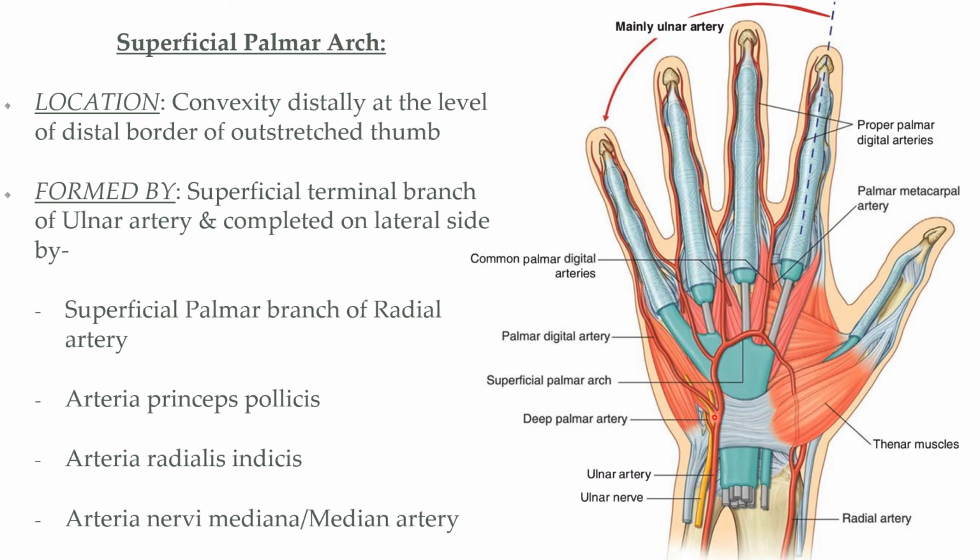It is formed medially by the superficial ulnar artery, and from the lateral side it is contributed most commonly by superficial palmar branch of radial artery, but sometimes it may be contributed by arteria princeps pollicis or arteria radialis indicis or arteria nervi mediana, which is also called as median artery.